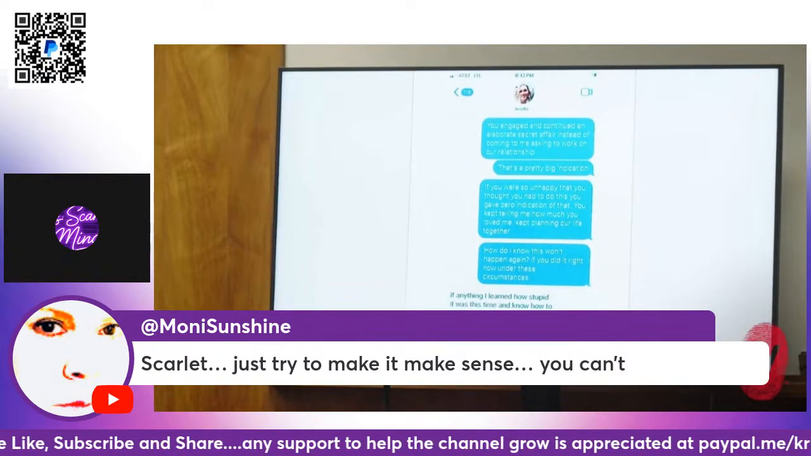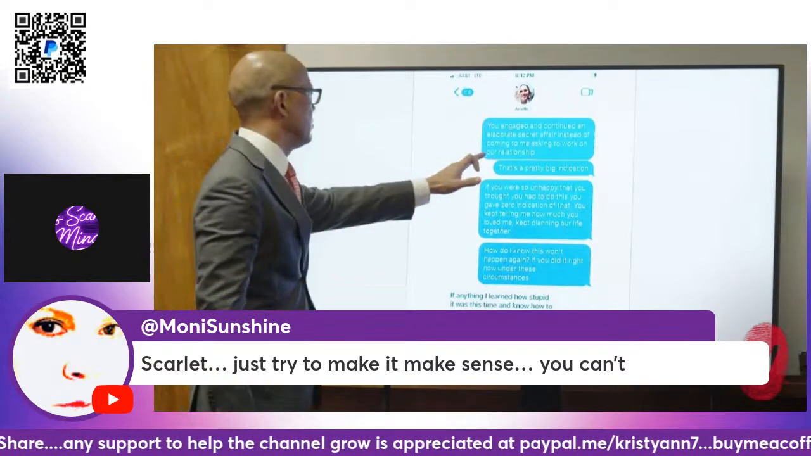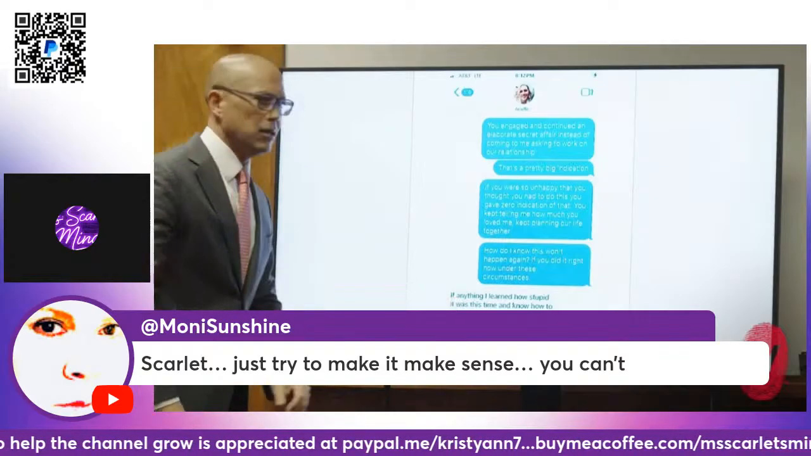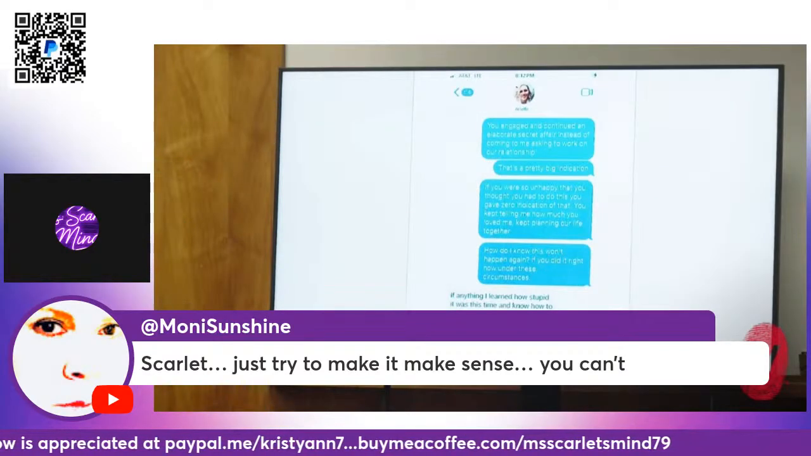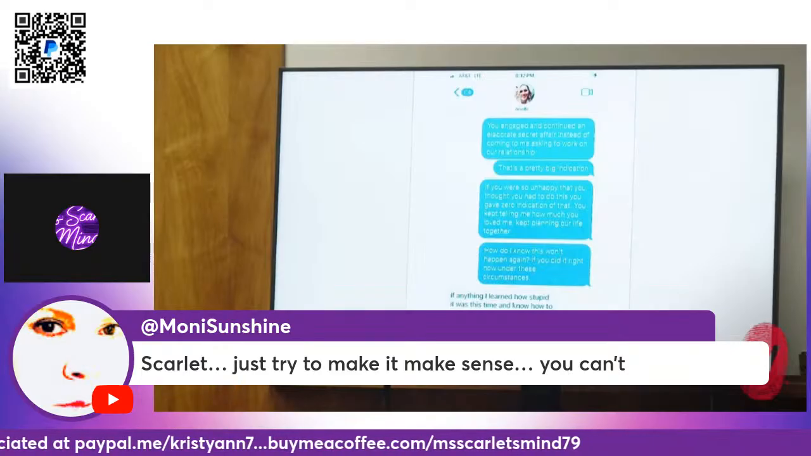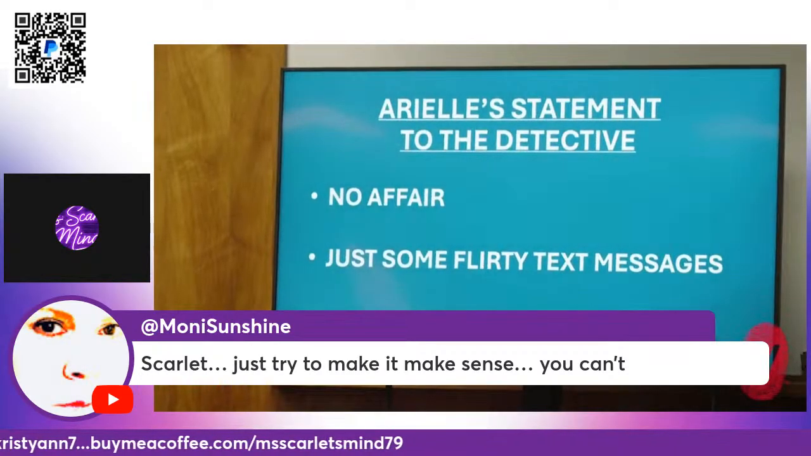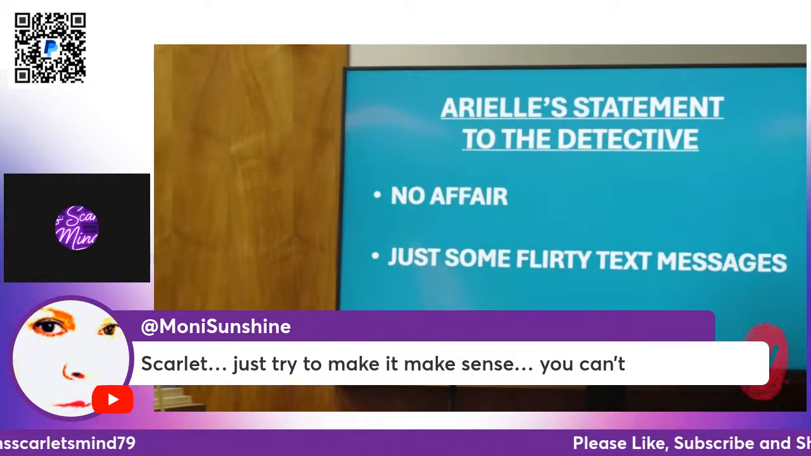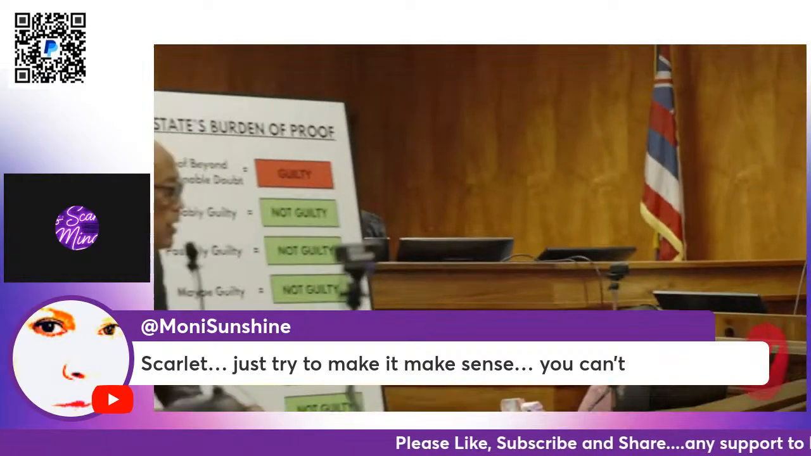He says to her, you continue an elaborate secret affair instead of coming to me asking to work on our relationship. And her response is, if anything, I learned how stupid it was this time and I know how to make sure it doesn't happen again. That's her response. Okay? Now, to the detective, no affair. Some flirty text messages.